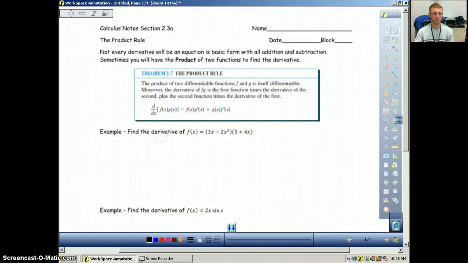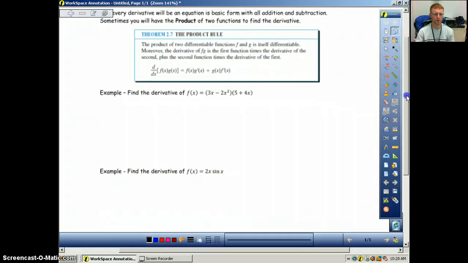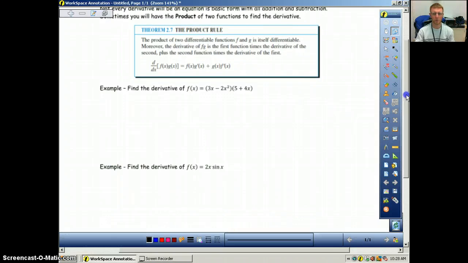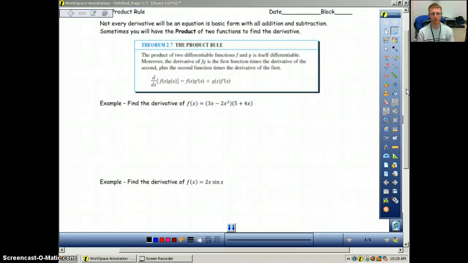So this is going to be 2.3a. We're going to talk about the product rule for calculus. So what we've done so far is we've only done derivatives. We've done all basic derivatives using the power rule, meaning that we did square roots, we did fractional powers, which is the same thing as square roots, we did negative powers.